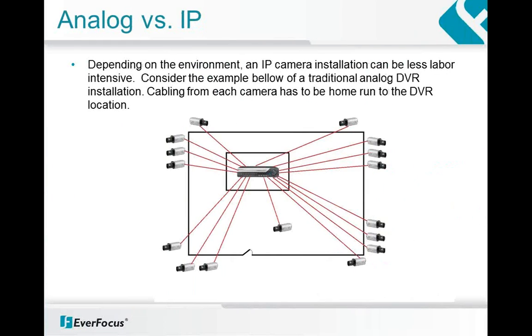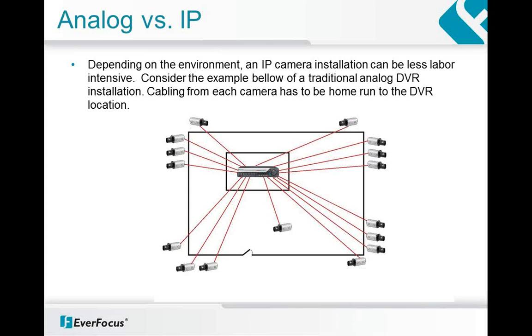So the demonstration that we're showing here is a basic analog installation. So there's two boxes there. The outer box is representing a building overview. Within that box is a network closet, or a closet where you're storing your digital recorder. So what you see here is 16 cameras. About 15 of those cameras are external, or outside of the building, facing parking lots, your property, etc.